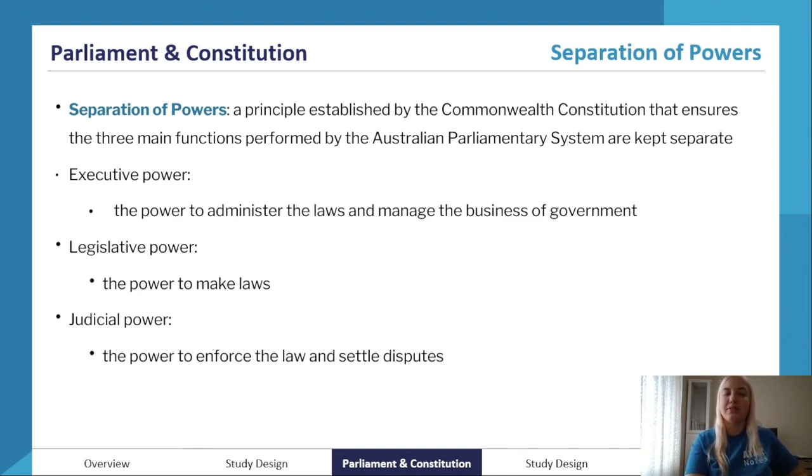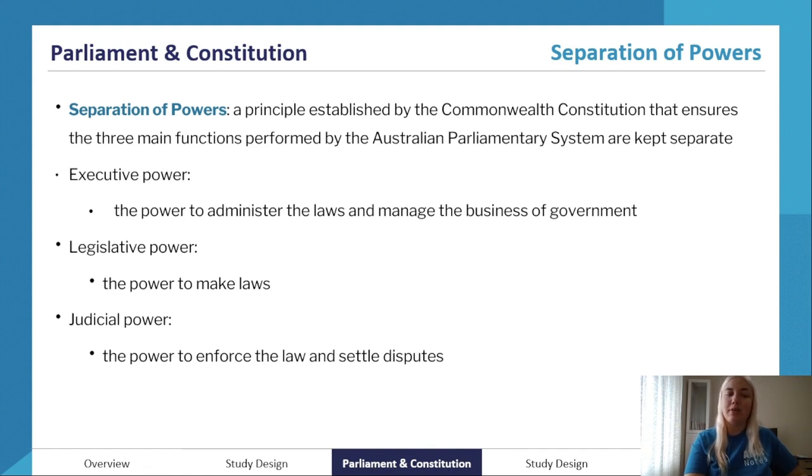So, what are these three divisions? They're the executive power, the legislative power, and judicial power. Now, to explain each one, executive power is the power to administer the laws and manage the business of government. So these are all of our ministers that have certain roles, such as the treasurer that is in charge of funds, and minister of education that is in charge of the education system. These are all examples of executives.